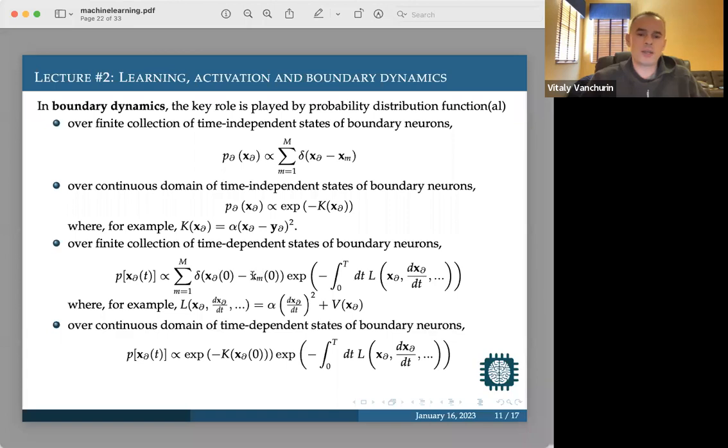Now, the third one is a slight deformation of the first one, where in the initial conditions, I no longer take a discrete set of initial data, but I take a distribution at zero time.